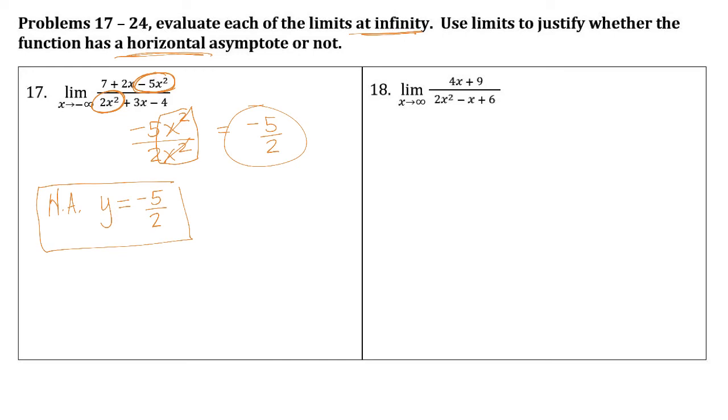Okay, for number 18, again, same idea. We're going to look at what contains the most power on top. Look at what's containing the most power on bottom. So where's most of the power at? It's in the bottom. So that bottom is growing faster than the top. So anytime that happens where the bottom has most of the power, then my answer is going to be 0. And we can say that we have a horizontal asymptote at y equals 0. Okay, moving on to the next.